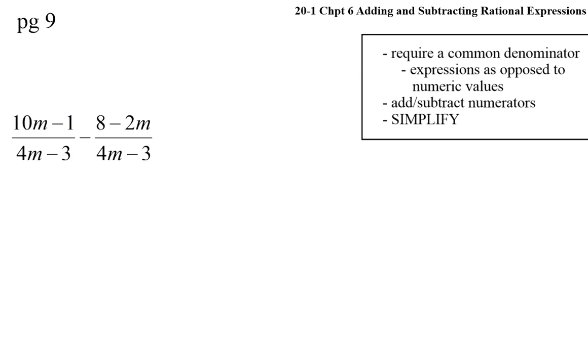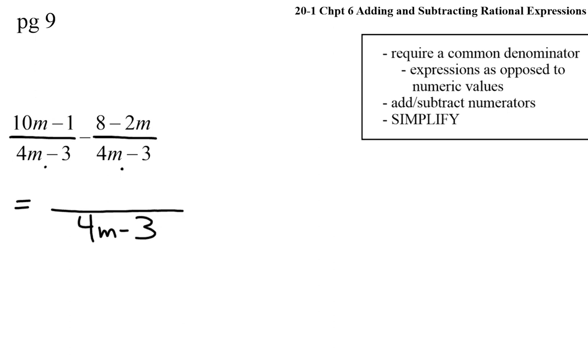Last one before we get complicated. Give this one a try, and then we'll talk. So here, what's nice? Well, one more time before we get a little uglier. 4m minus 3, 4m minus 3, common denominator. Fantastic, it is 4m minus 3.